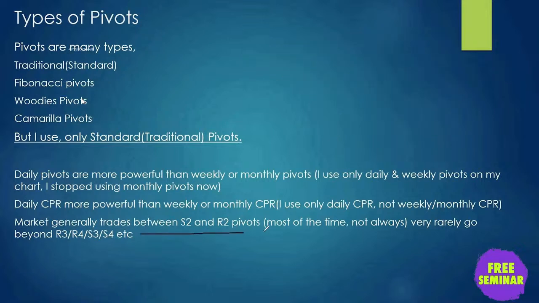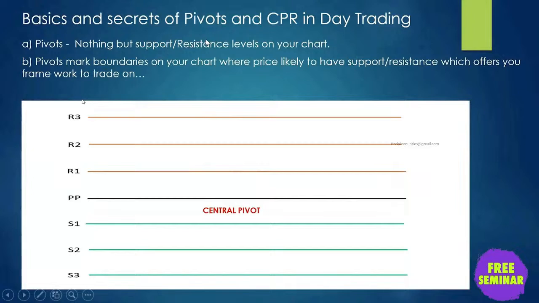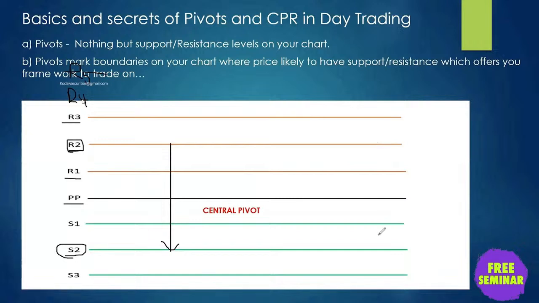The market generally trades between the S2 and R2 pivots, and very rarely goes beyond R3, S3, R4, S4. What I mean by that, look at this chart. You can see the central pivot, R1, R2, R3. You can even have R4, and you can even have R5 pivots. But generally the market trades between the S2 pivot and the R2 pivot. Generally, not all the time, this is the range the market trades between. That is why you don't have to have all the pivots on your chart. You can have up to R2 and up to S2. But having said that, don't think that every time.